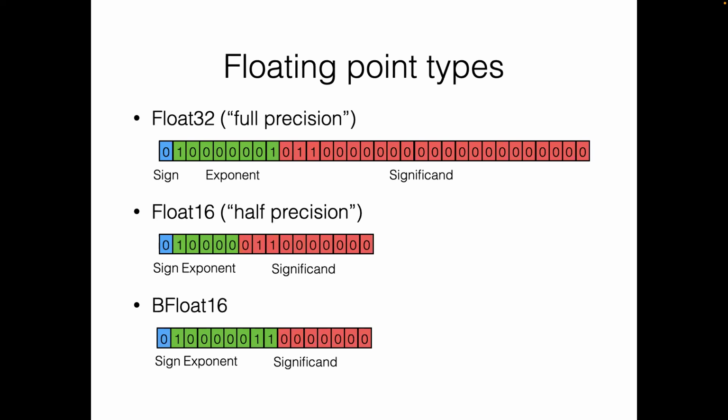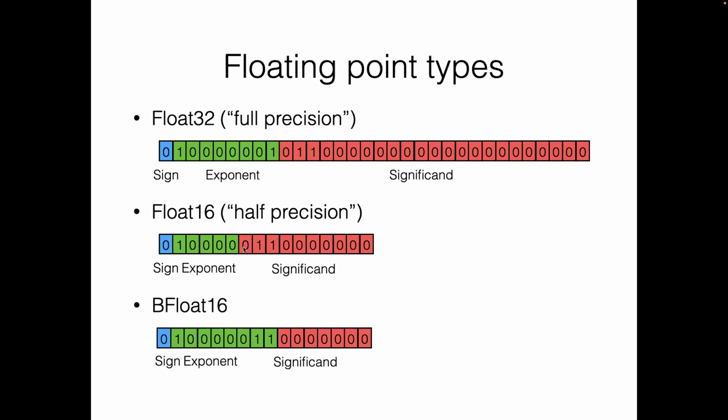Does anyone know what the B stands for? It's kind of trivia. Yeah, brain. So this was invented by Google Brain, in a machine learning context. And so we could think about the pros and cons of adjusting the exponent and the significand. You can see that bfloat 16 is basically keeping the exponent the same as float 32, and then you just have a budget of 16, so they reduce the significand, whereas float 16 reduced both.